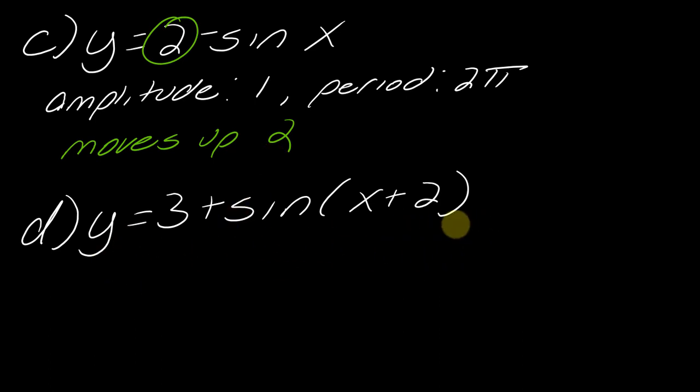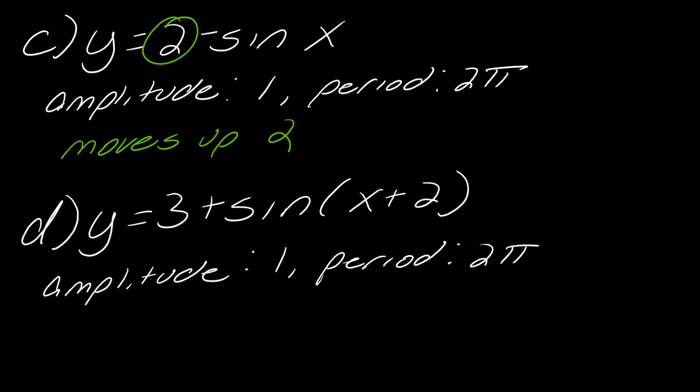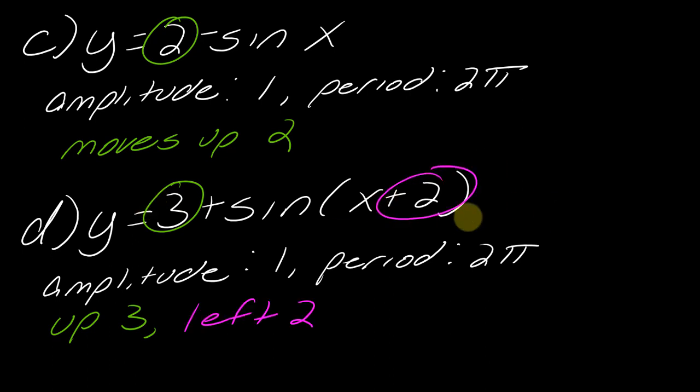I think you can identify what happens in the next function, so I would challenge you to pause the video for a second and just see if you can identify it, then hit play. Okay, so with the next one, our amplitude is 1 and our period is 2 pi, so we still don't have anything different with that. However, this is telling us that we're moving up 3 because this number really falls outside of the function, and then this number is falling inside, so it's kind of attached to that x. This is moving to the left 2.